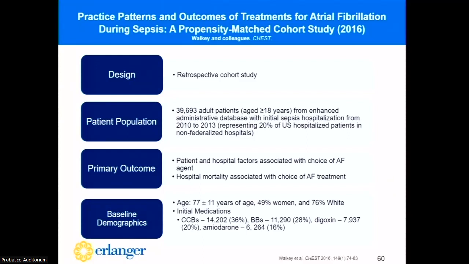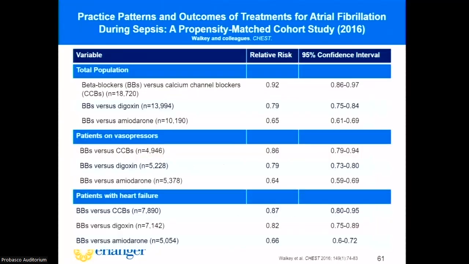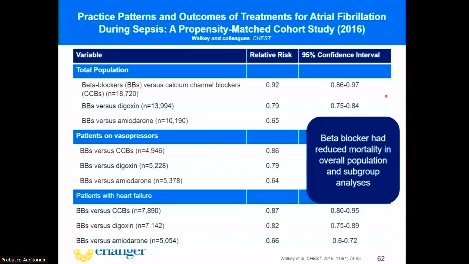Non-dihydropyridine calcium channel blockers are the most commonly reported agents used, followed by beta blockers, digoxin, and amiodarone. So in comparing all of these classes versus beta blockers, they actually found that beta blocker use reduced mortality in their overall population as well as subgroup analyses.